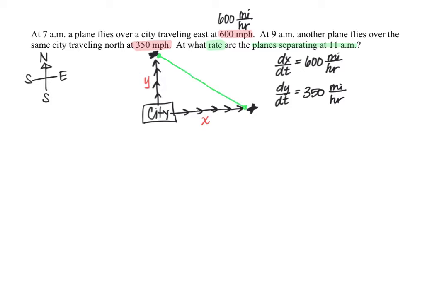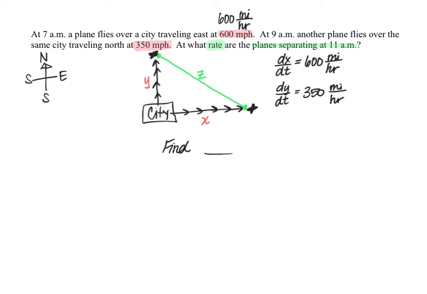So this green line segment represents the distance between the planes, and that distance is also increasing over time. So this is a third quantity that is changing that needs a variable name. I'm going to go ahead and call it z. And this is going to help me write my find statement.